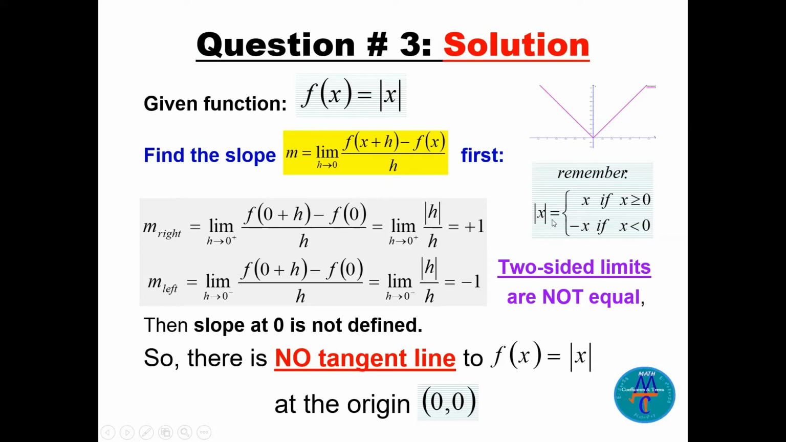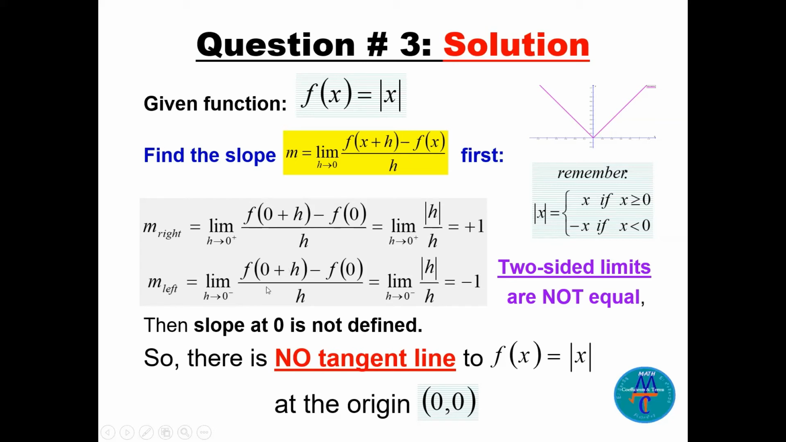You can use the formula from algebra here. The absolute value of x can be x if x is positive. So now h is positive, so this will be h. h over h will be plus 1. So the slope is plus 1 from the right. Now let's do m from the left.